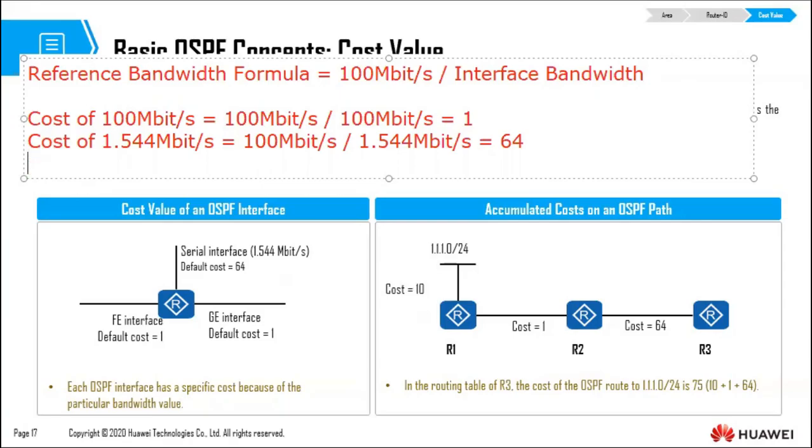Okay. So what will be the cost of a 1 gigabit, 1 GE? It will be 100 megabits per second divided by what? 1,000, right? Megabits per second. What is the result here? What will be the cost? It's going to be 0.1.